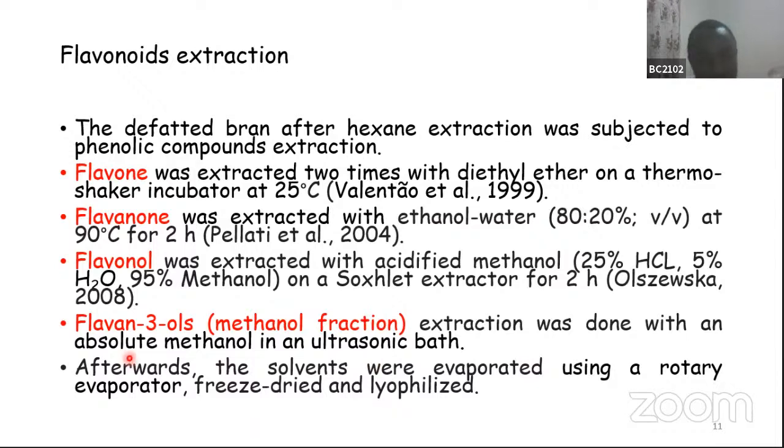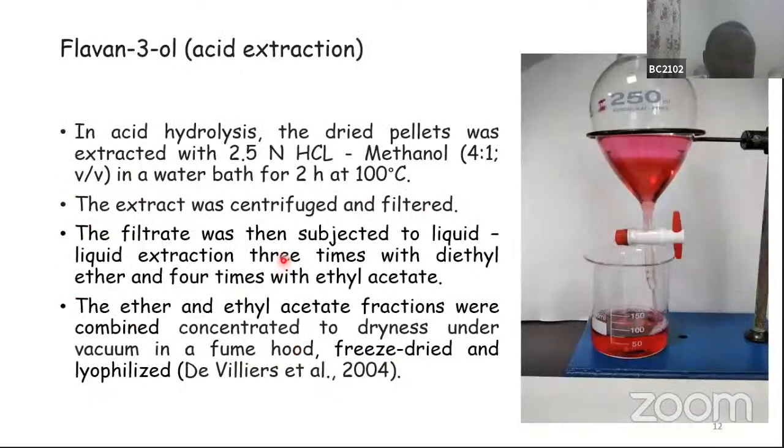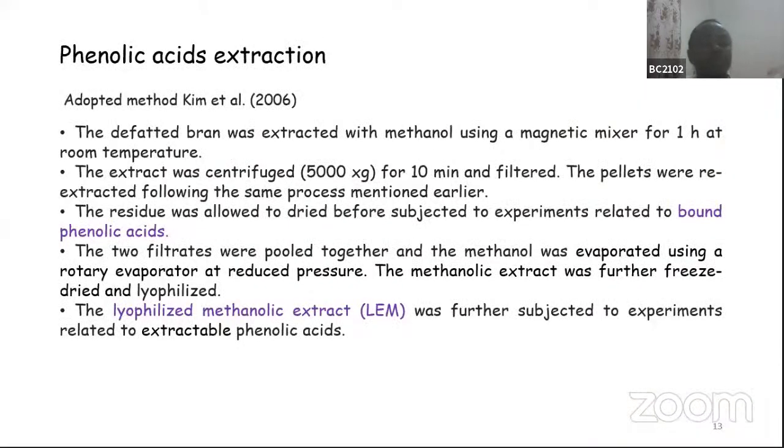For the flavanol methanolic extraction, absolute methanol was used, while for the flavanol acid extraction, the residue after methanolic extraction was dried and subjected to acid extraction using acidified methanol. For the phenolic acid, the defatted residue after Soxhlet extraction was extracted with methanol using a magnetic stirrer. The extract was centrifuged. The pellet was re-extracted following the same procedure mentioned earlier, while the residue was allowed to dry before being subjected to experiment related to bound phenolic acid extraction.